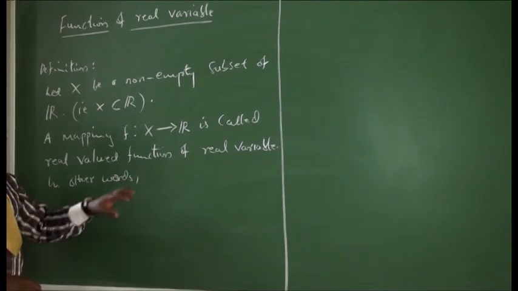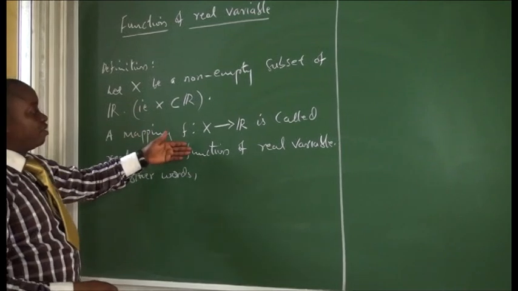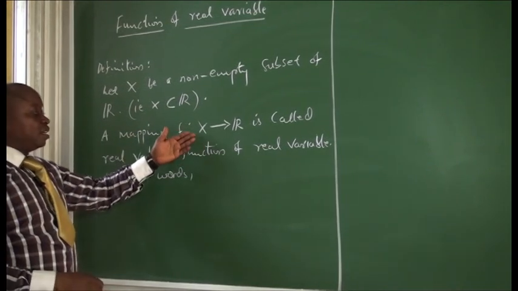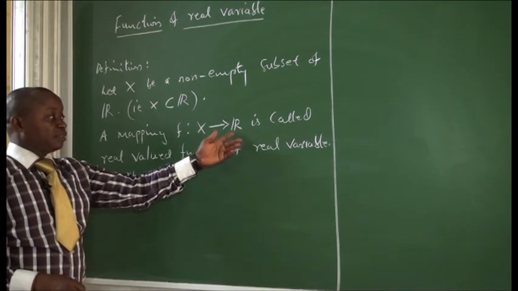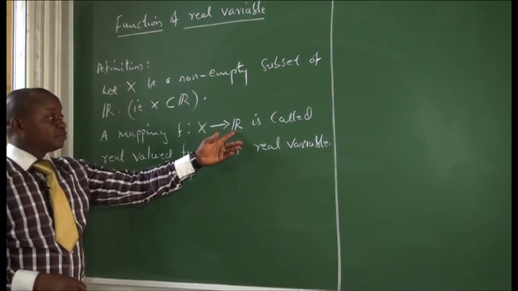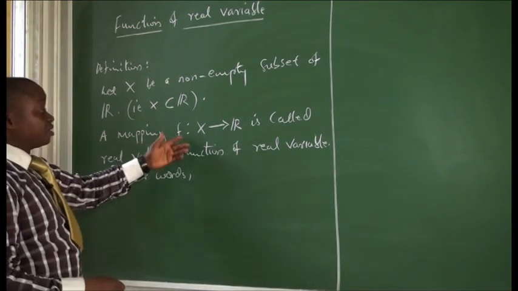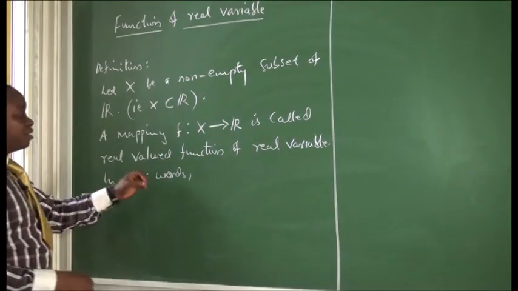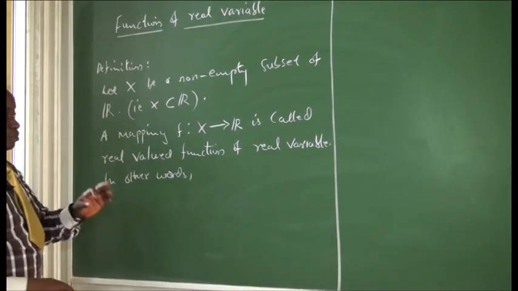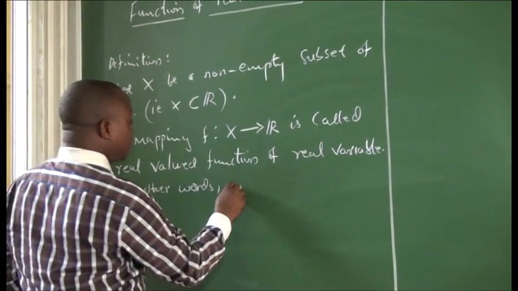I want to break down what we really talk about. A mapping F such that elements are mapped from set X to R, that is the set of real numbers. What does it mean? A mapping F such that elements are mapped from X to R is called a real valued function of real variable.